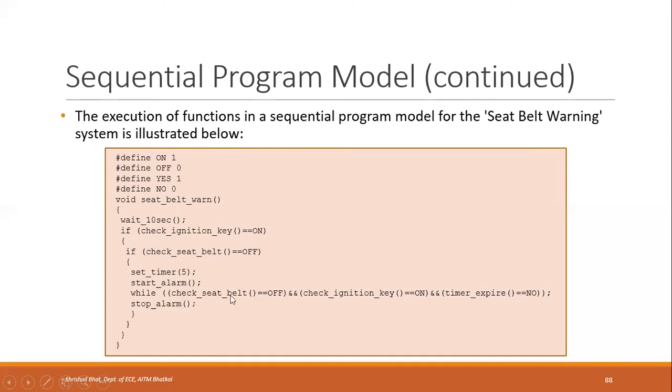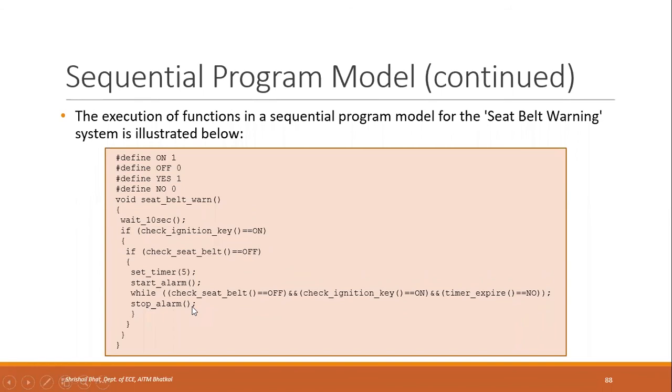So you are checking whether the seat belt is off, that means not fastened, and the ignition key is still on, and the timer has not expired, so it will be waiting. If any of these does not hold, that means the seat belt becomes fastened, or the ignition key becomes off, or the timer expiry becomes yes, in that case the alarm will turn off. If none of these happens, after 5 seconds the timer will automatically expire. Then the next function will be executed, that is stop alarm, right?